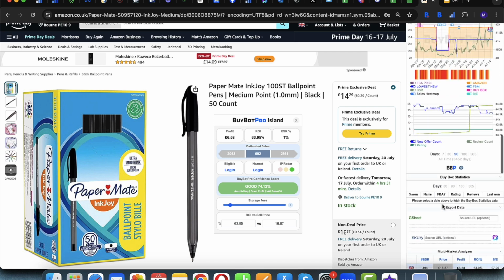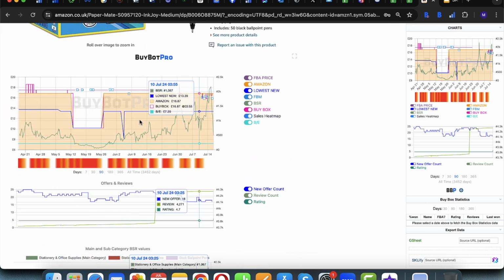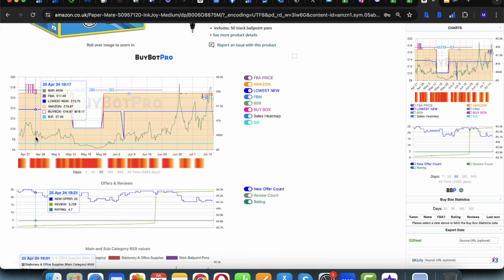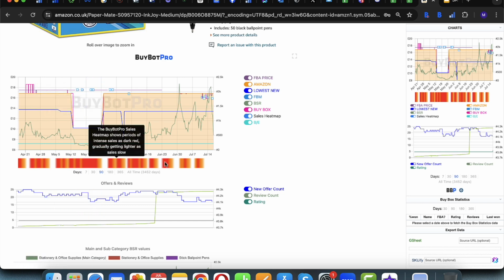And then of course, what I really like about BuyBotPro is the sales charts. So obviously with this, you're looking at the BSR line predominantly, because you're looking for a lot of movement on there. So the more movement equals more sales. And then they have this sales heat map, which makes it really easy to summarize how well the item's selling, how hot, how popular it is. So, you see a lot of red there, really good sales for the item. So given that there's a lot of red right there, this item tends to sell really well, consistently.